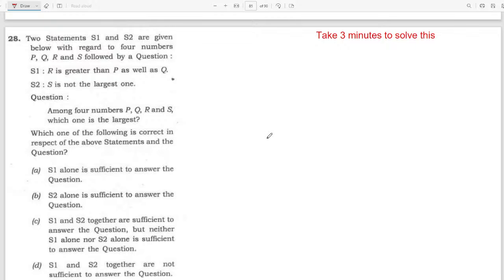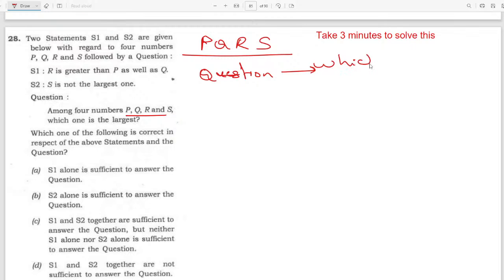Again, this is a data sufficiency question. They are saying that 2 statements are given, S1 and S2, with regard to 4 numbers. The 4 numbers are P, Q, R, and S. The question is, among the 4 numbers, which is the largest? And we'll see one by one whether we can answer this question or not.